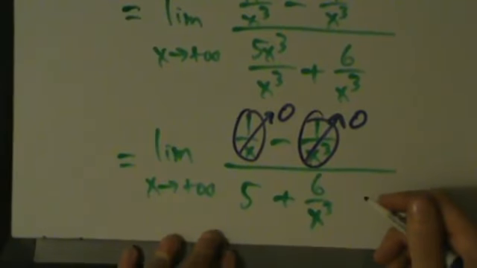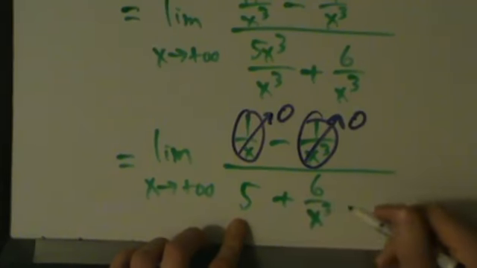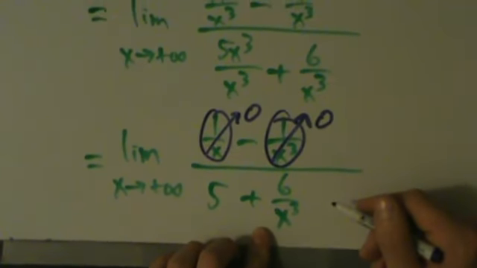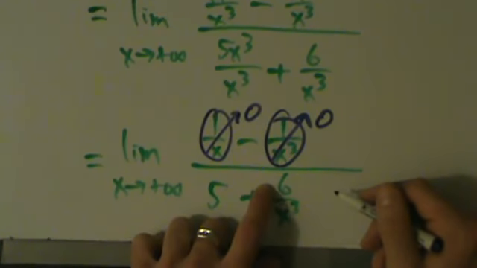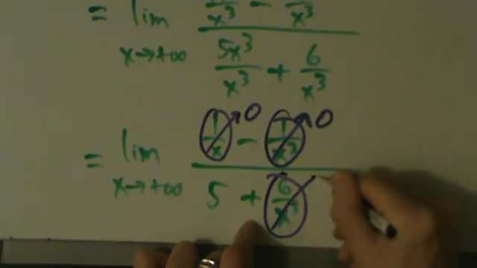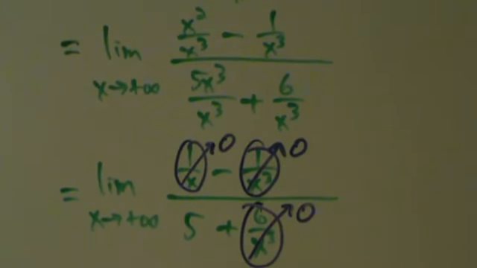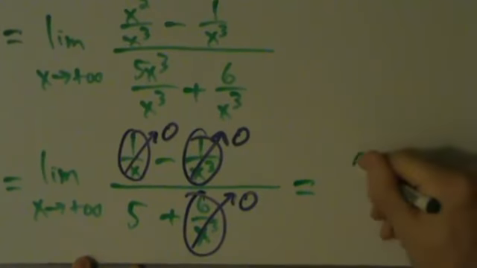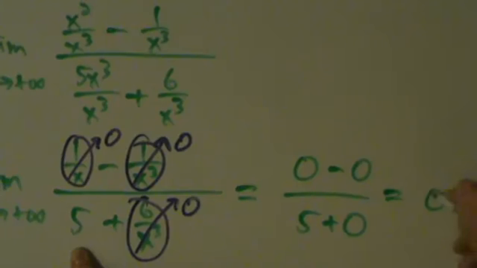Now, how about 5? There's no x's here, so 5 just stays as it is. And then how about 6 over x cubed? Well, it's just like 1 over x cubed. Now, instead of a 1, we have a 6, but that doesn't matter at all. It's still just a fixed number divided by something growing really huge. So as x gets really super huge, this whole thing here just gets closer and closer to 0. So then once we take the limit, what we have is 0 minus 0 divided by 5 plus 0, which is actually just 0, right? So that's what's happening here.